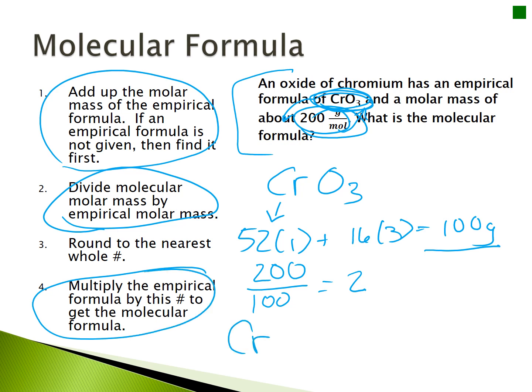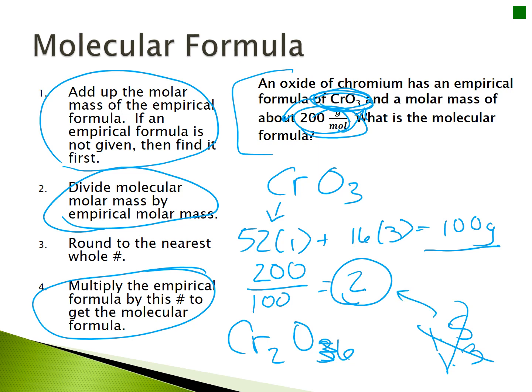So we get Cr2O6, because you're multiplying that CrO3 by the number 2. For this one, when you're doing the molecular formula, you'll never get those like 1.5s that I was talking about or the 1.33s or whatever. You'll never get that. If you do for this step number 2, you did something wrong.